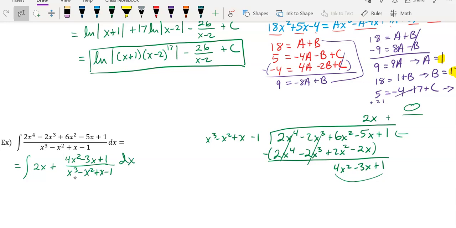Okay, so then to integrate, the antiderivative of this first part is just x squared, okay? And then I am going to use partial fractions on this part, okay, which means I need to factor these first.